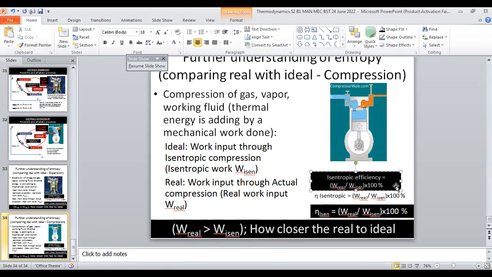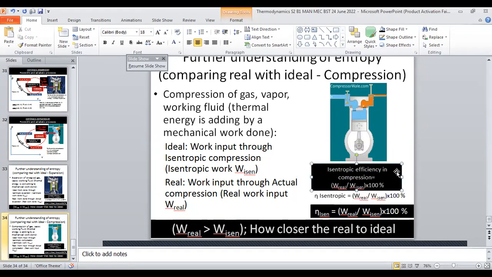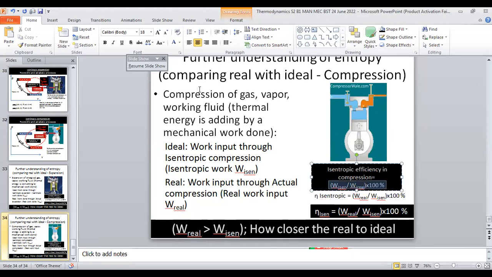So isentropic efficiency in compression is now changed: W isentropic to W real times 100%. See now, it's different because it's compression.